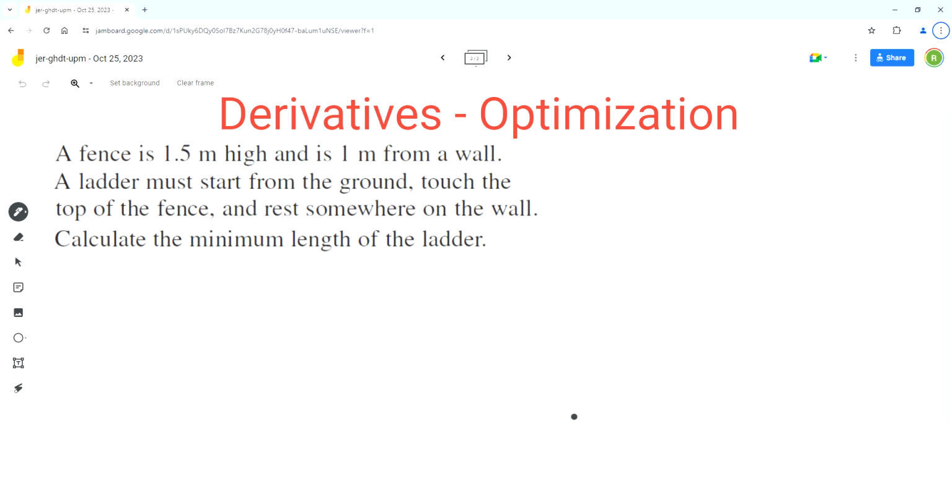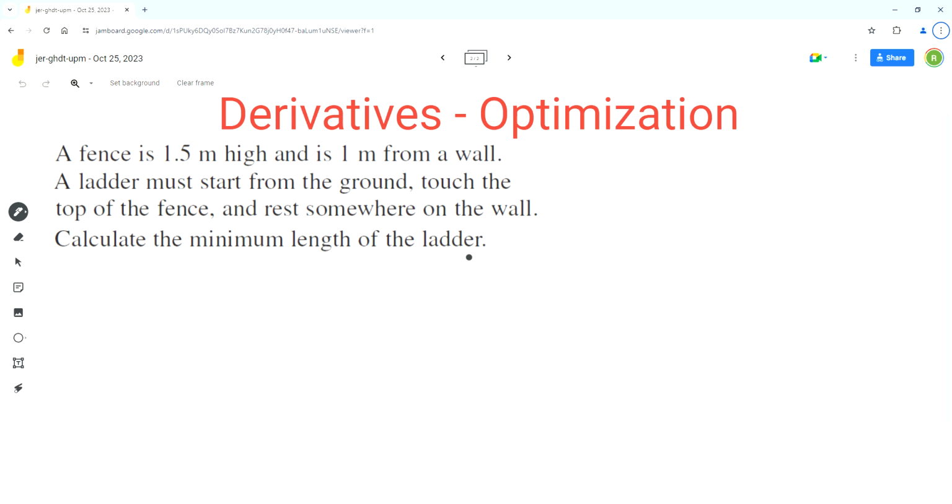So in this video, we'll solve this word problem using the concept of optimization. As per the problem, a fence is 1.5 meter high and is 1 meter from a wall. A ladder must start from the ground, touch the top of the fence and rest somewhere on the wall. Calculate the minimum length of the ladder.